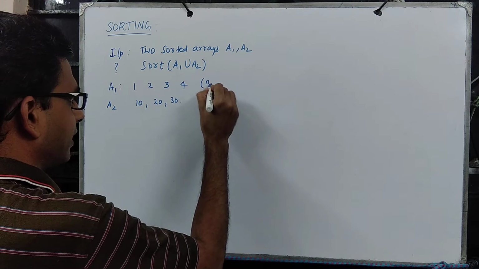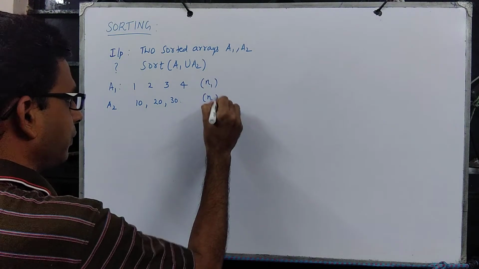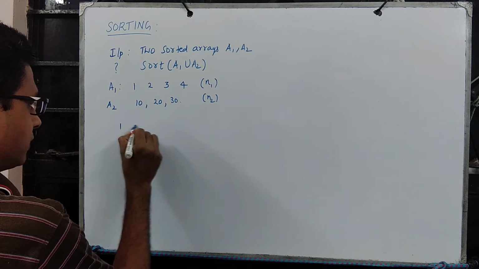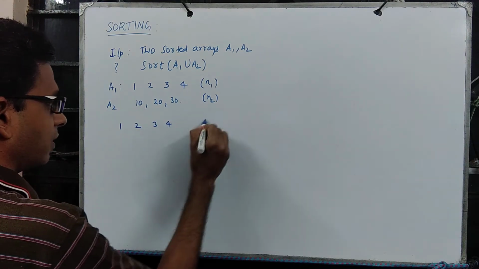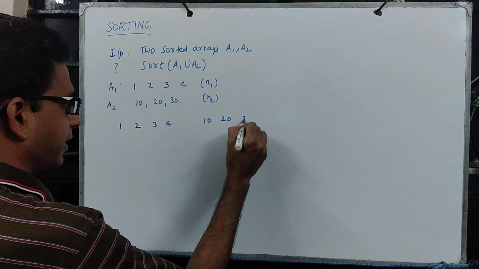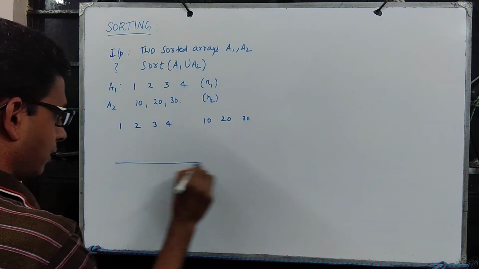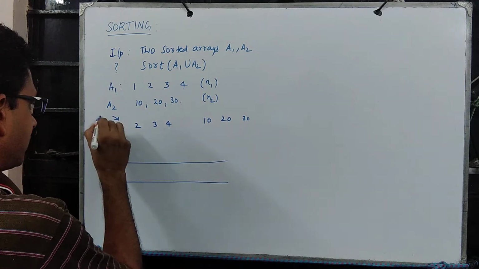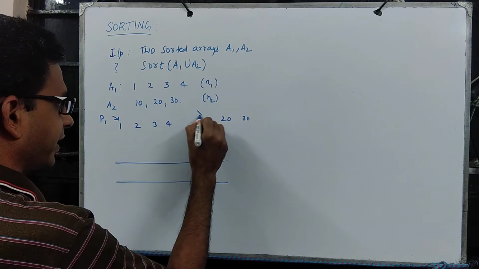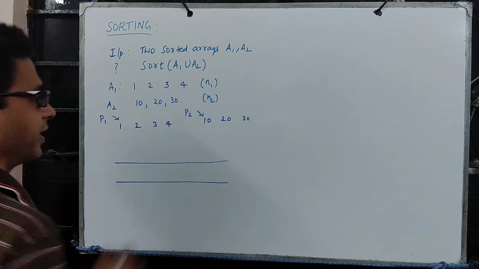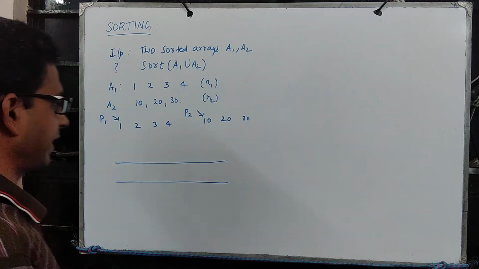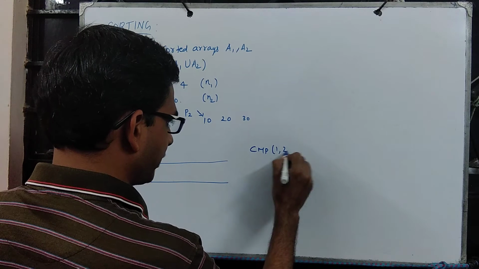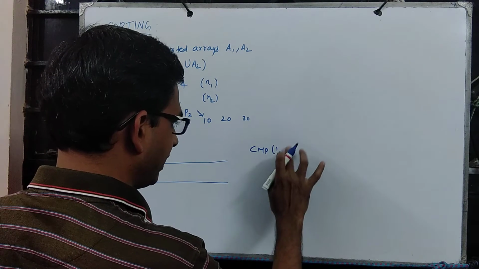You can assume the cardinalities are N1 and N2. Now what we do, you can look at it this way. You have 1, 2, 3, 4 on one side and 10, 20, 30 on the other side. You have an output array. I maintain two pointers: pointer 1 pointing to the first element of the first array, and pointer 2 pointing to the first element of the second array. Let me compare the elements pointed to by the pointers, 1 and 10.